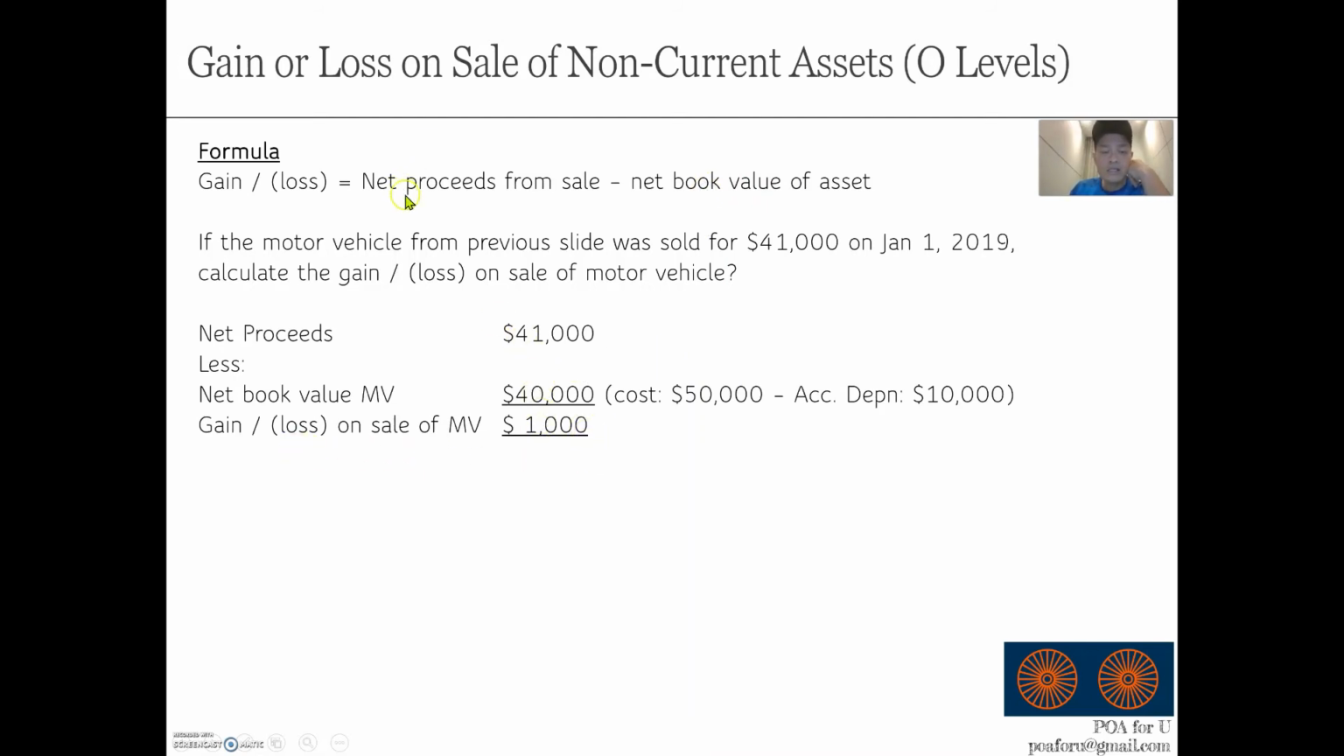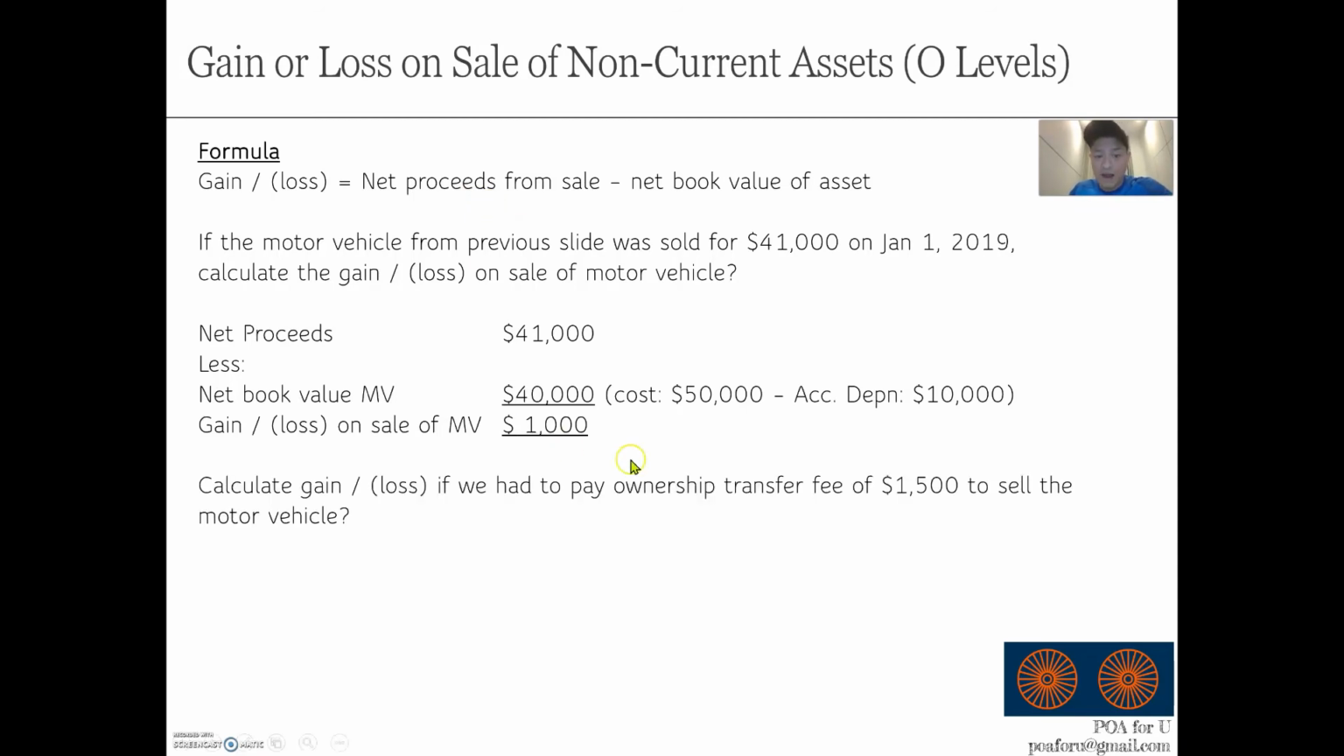Okay, now what is this net proceed from sale? Why don't you just say proceeds from sale? Because sometimes when you sell something, there's a cost incurred to that, so you have to less off that cost as well. So if I tell you that, as part of the sale of your motor vehicle, there's an ownership transfer fee that you have to pay, and that's 1,500, then how would that differ from the gain or loss computation? Try it out. Pause the video. I'm going to show you the answer now.